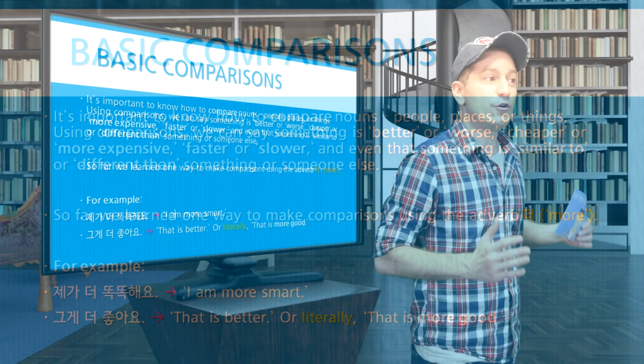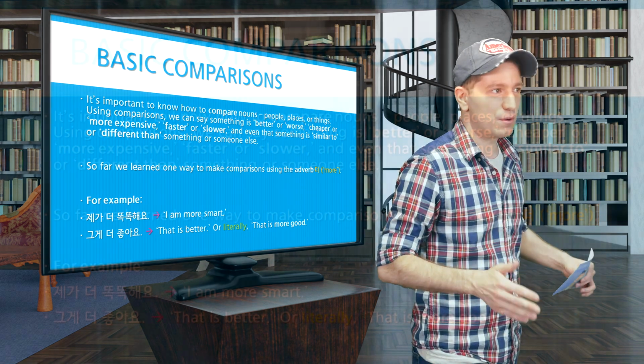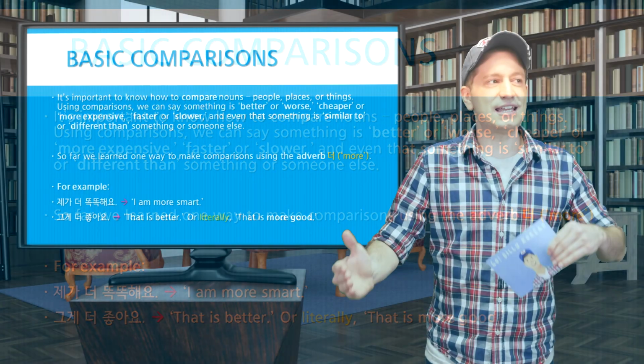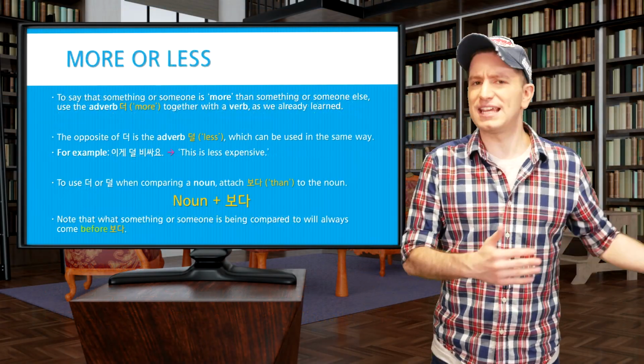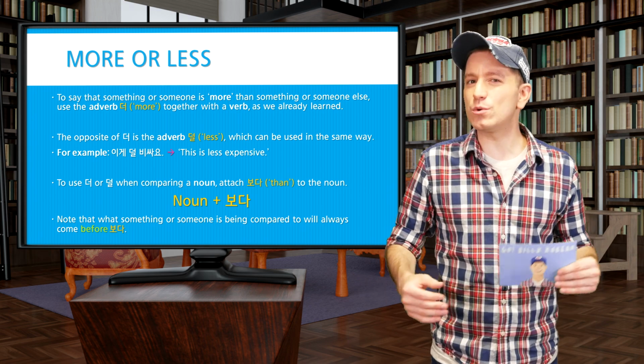Now, so far, we've only learned one way to make comparisons using the adverb 더, meaning more. So we can say, 제가 더 똑똑해요. I am more smart, or I am smarter. 그게 더 좋아요. That is better, or literally, that is more good. So to say that something is more of something than something else, you can use the adverb 더, meaning more, as we've learned, together with a verb.